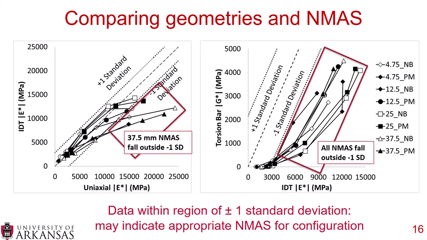So when we're plotting these two different sizes against each other in these plots, we feel that data within the region of 1 standard deviation, either plus or minus, could be an indication that you have an appropriate nominal maximum aggregate size for that configuration. But then when they start shifting outside of that plus or minus 1 standard deviation, maybe there should be a warning light that goes on that the geometry is not appropriate for the nominal maximum aggregate size.